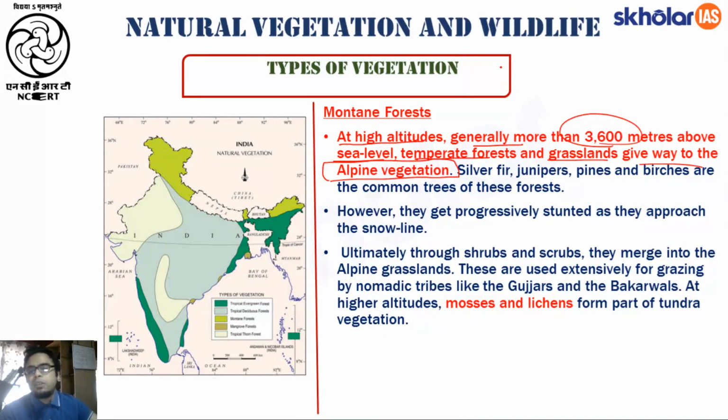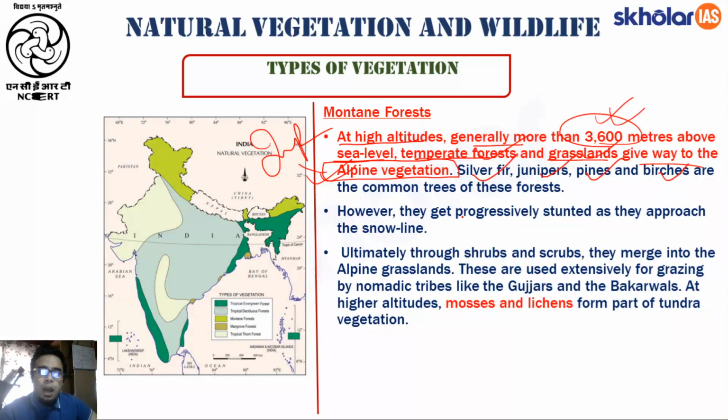So up to 3000 meters, what did we see? We saw the presence of temperate type of forest having coniferous trees. Then between 3000 to 3500 we have seen that there will be presence of temperate grasslands. And as we go above 3500 or above 3600 meters, this temperate forest and grasslands will give way to alpine vegetation. Very, very important. And this includes examples like silver fir, junipers, pines, and birches as well.